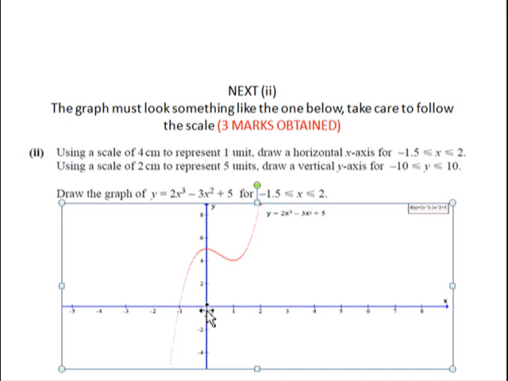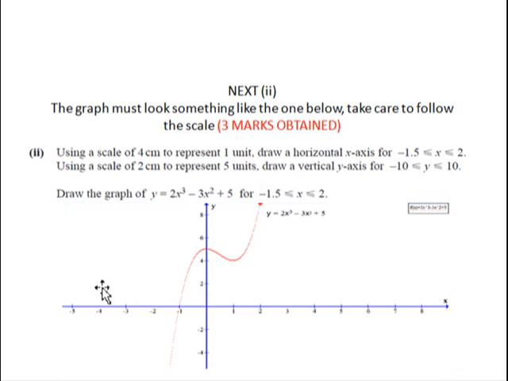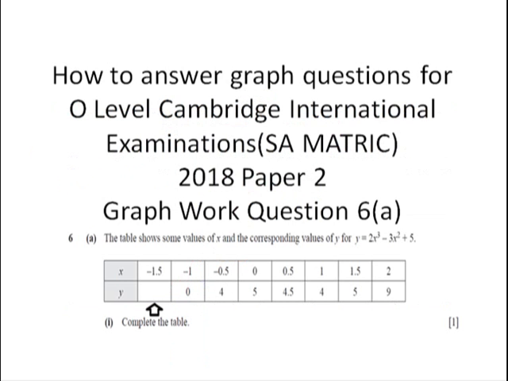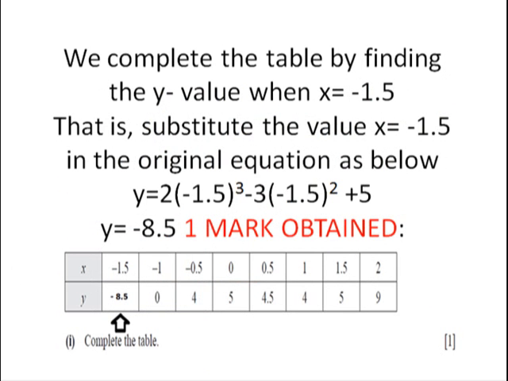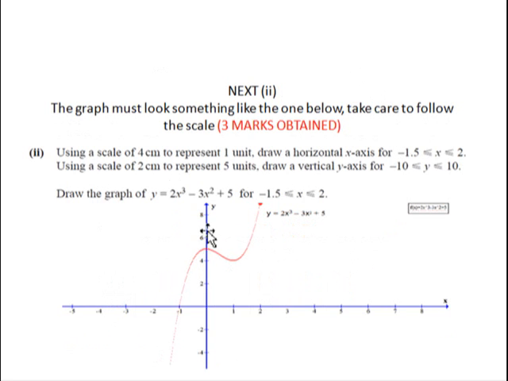minus 1.5, 4 centimeters on the x-axis to represent 1 unit, so it means 2 boxes represent 1 unit. So from there to there, that's 1 unit. After using the table of values, the corresponding values of x and y, when you plot the graph, it should look something like that. And that will be 3 marks.